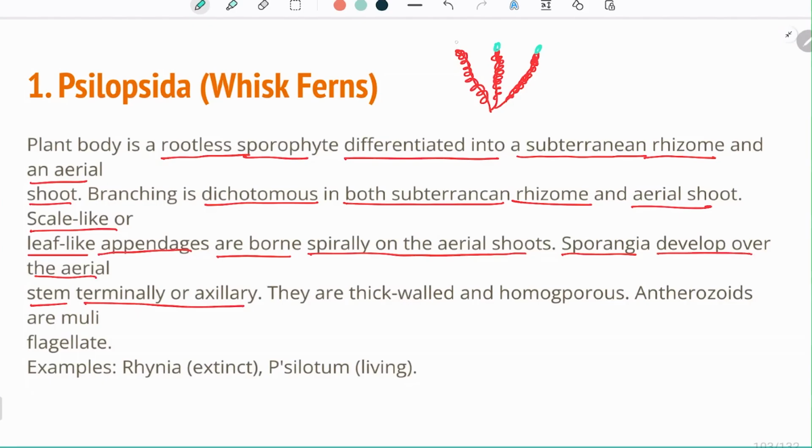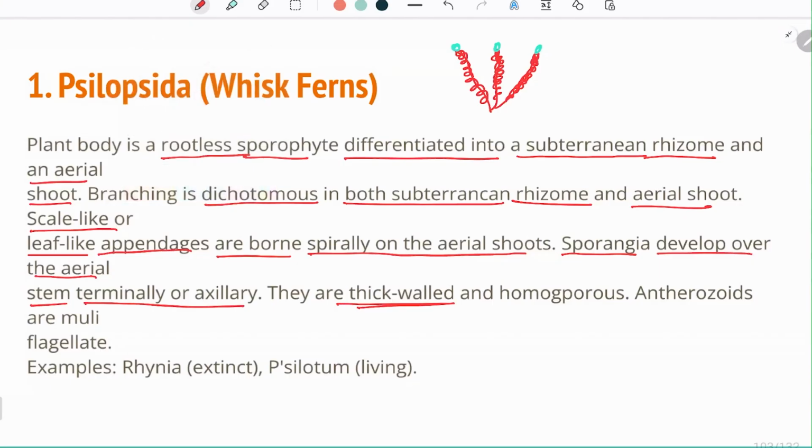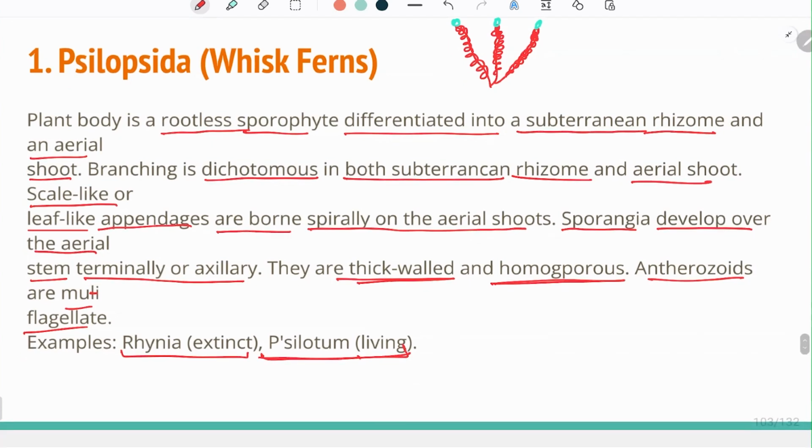Okay, the spores are thick-walled and homosporous. The antherozoids which are produced are multiflagellate. The examples of Psilopsida are Rhynia, which is extinct, and Psilotum. Okay, so in Psilopsida, the example is Psilotum. Now, Psilotum.